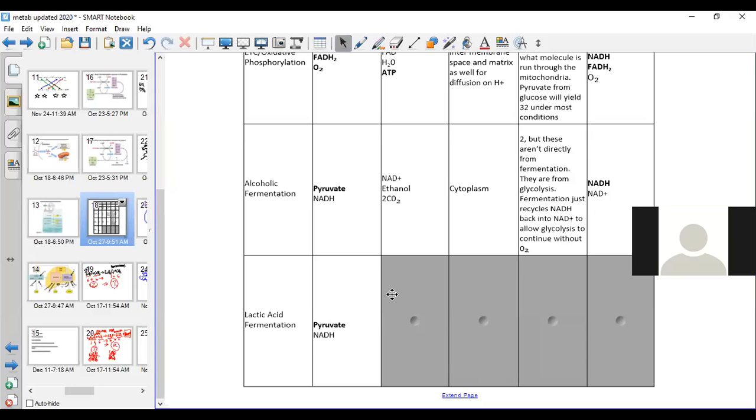Is it glucose? So you're saying we're going backwards? Because we got pyruvate as a substrate. Is it NAD plus then, and FAD? Nope, no FADH. That's only going to be occurring between the Krebs cycle and electron transport chain.